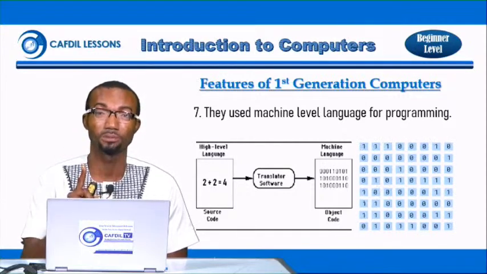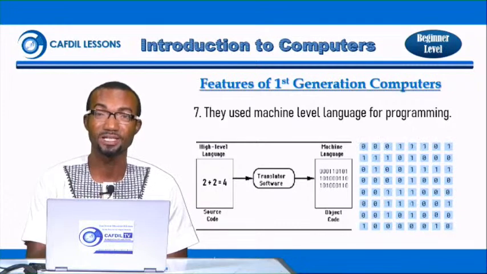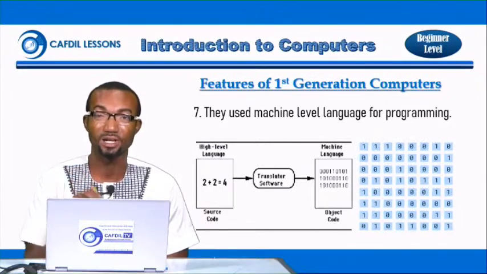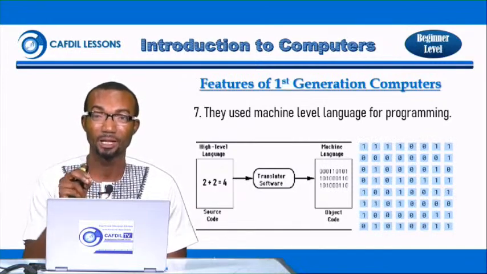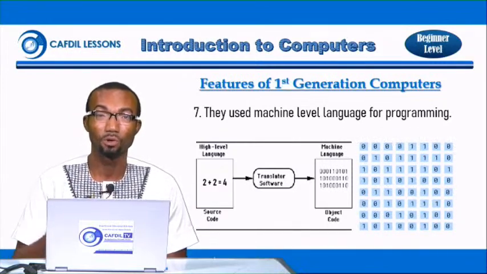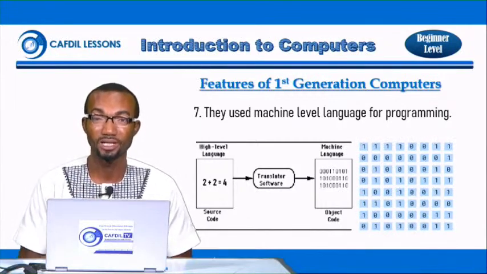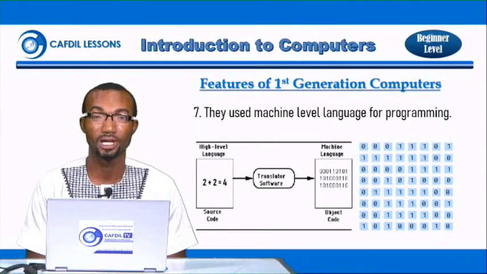Even a full stop on the keyboard is represented by 8 binary numbers, and these zeros and ones are called binary numbers. So computers use machine language for programming, and that is how the machine language looks like.